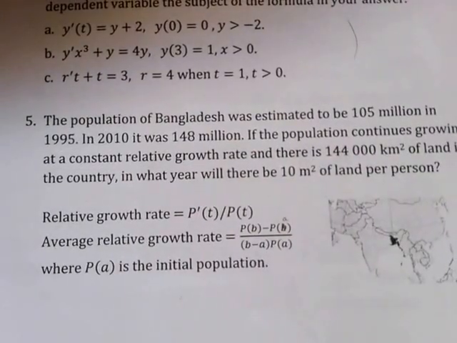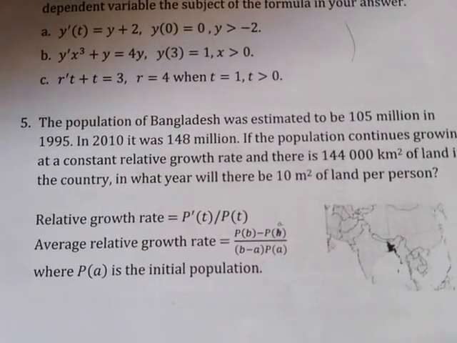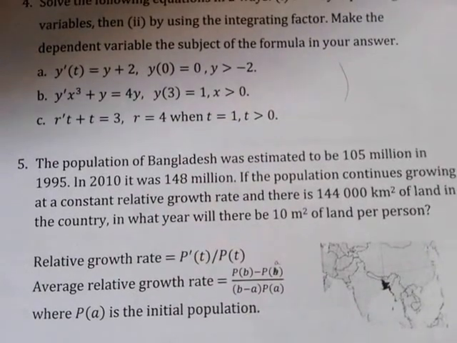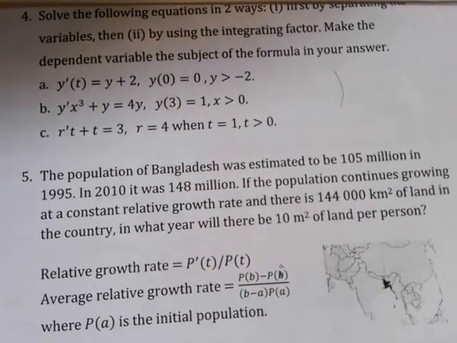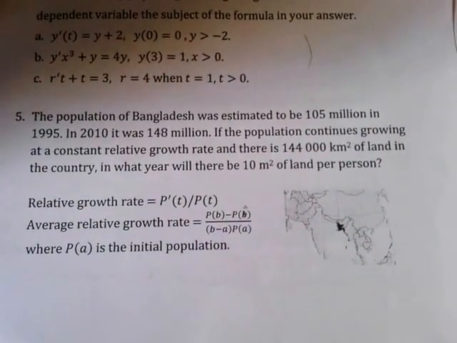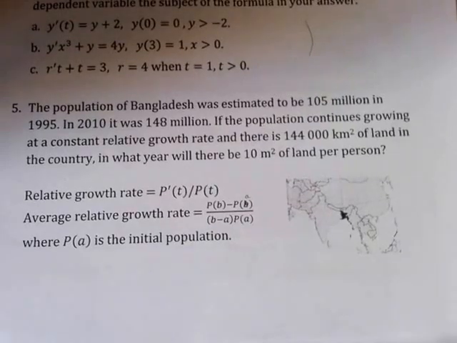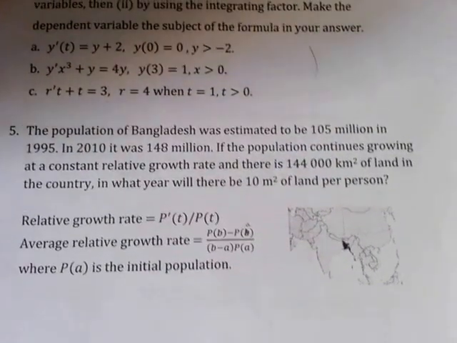The question says the population of Bangladesh was 105 million in 1995. In 2010 it was 148 million. If the population continues growing at a constant rate and there are 144,000 square kilometers of land in the country, in what year will there be 10 square meters of land per person?